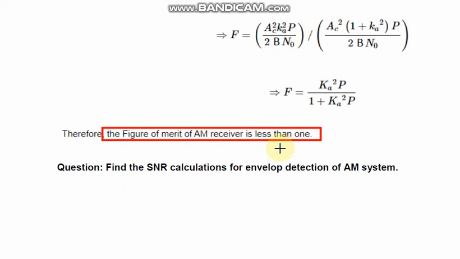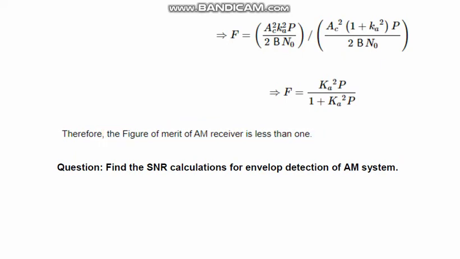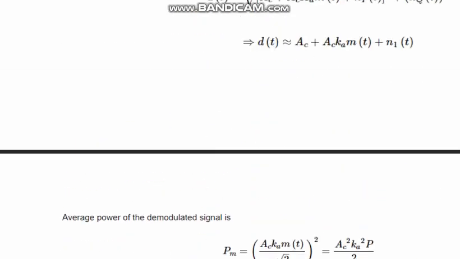Okay. So what we have understood by doing the calculations of SNR at the input stage of the receiver, at the output stage of the receiver, and finally calculating the figure of merit for the amplitude modulated system, which is using the detection method of envelope detection. And what is the envelope detection? Just you have to keep in mind what is the envelope detection.